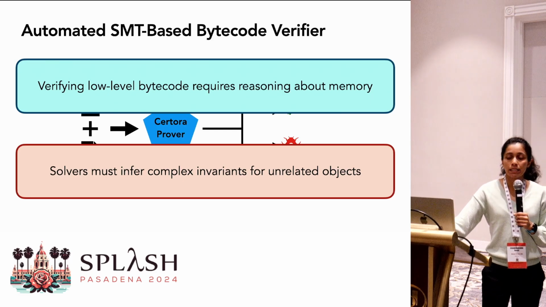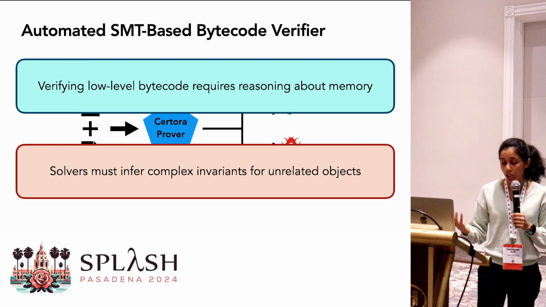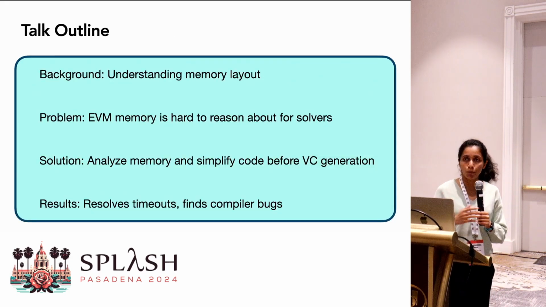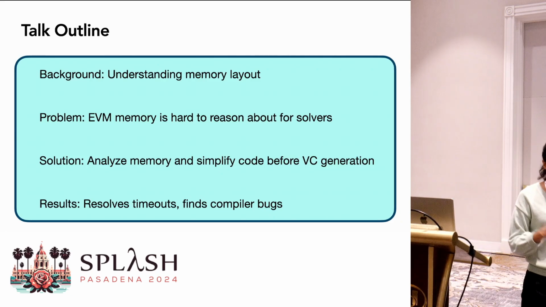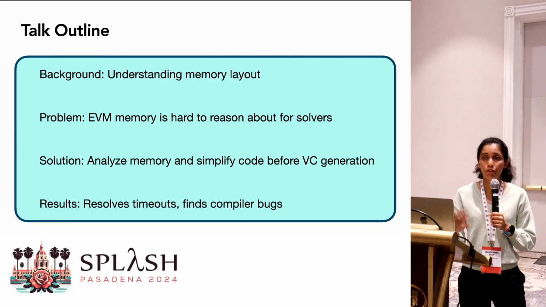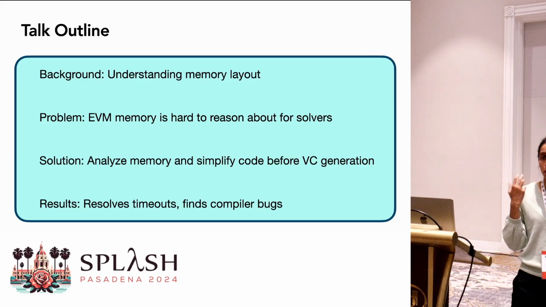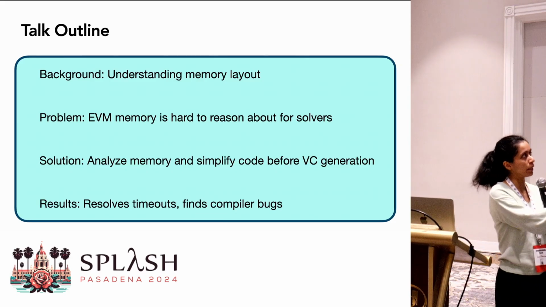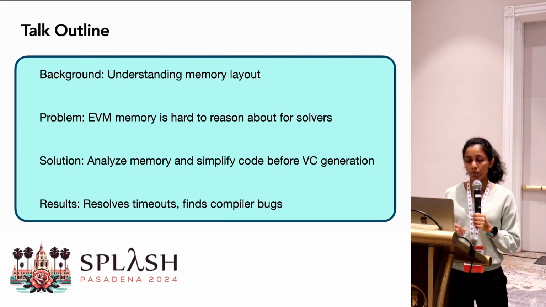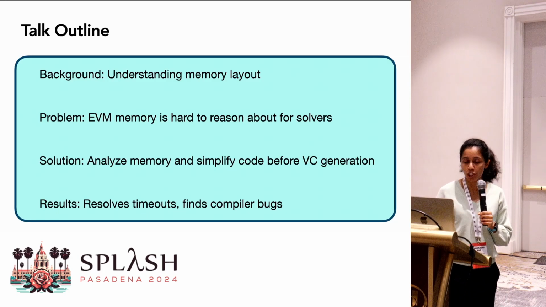And because we are working with SMT solvers, this is actually really difficult, because often what it boils down to is that the solvers have to learn a bunch of invariants about objects that may be completely unrelated to each other. To understand what that means a little better, I'm going to first give you a little background on what EVM bytecode looks like, focusing on the memory aspect. Then I'm going to explain the problem, propose our memory splitting transformation, and finally show some results.